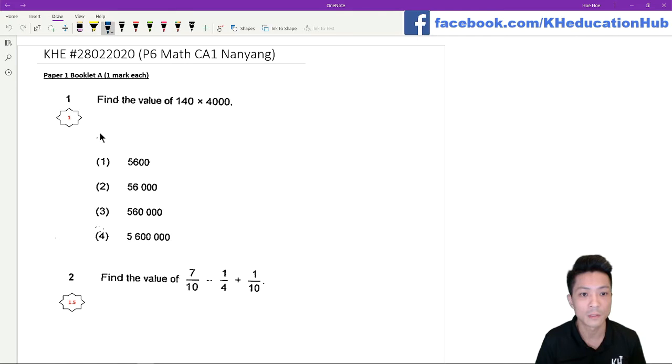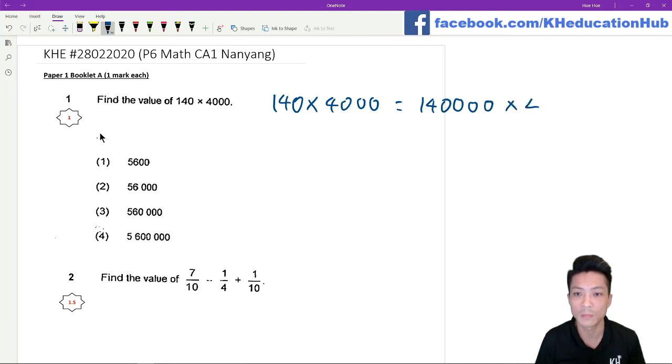Okay, so the first question is asking you to find the value of 140 multiplied by 4000. So 140 multiplied by 4000 is equal to, we're going to bring all the zeros together, 14 multiplied by 4. Okay, and then we just focus on 14 times 4. That's going to give me 56, and there are 4 zeros behind. Just write down the zeros. The answer is number 3.